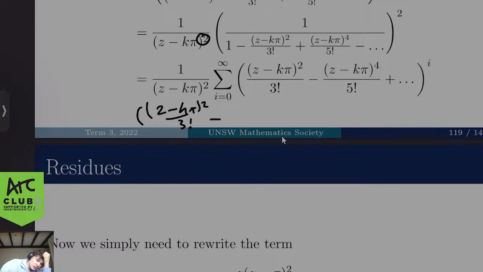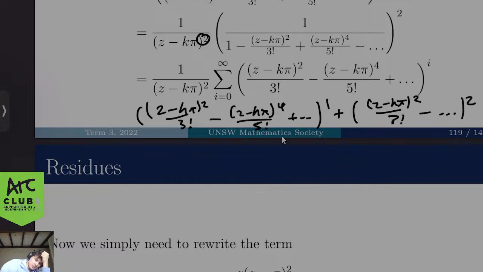So it looks like this. It's like 5 factorial, and then to the power 1, and then we have to add the whole infinite series again, but power 2, and then we keep going on and on to infinity. So it's like an infinite sum of infinite series. But that's okay because, again, we're not interested in the nice expression for that.